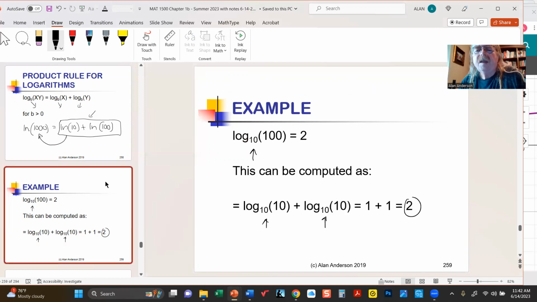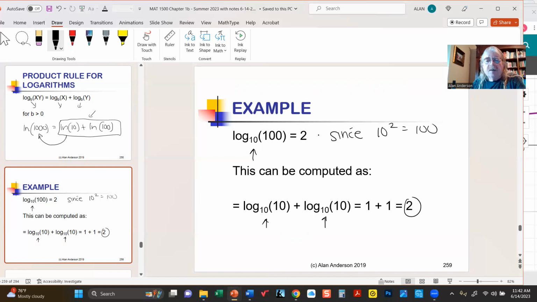Now, here's another one where I've given you the results so we can prove it. Log base 10 of 100 is 2. I'll remind you that this is because 10 squared is equal to 100. But based on what we just saw, the so-called product rule, since 100 equals 10 times 10, that means that the log base 10 of 10 plus the log base 10 of 10 is the same thing. And in turn, that equals 1 plus 1, and it's also 2. It has to be. They are the same thing.